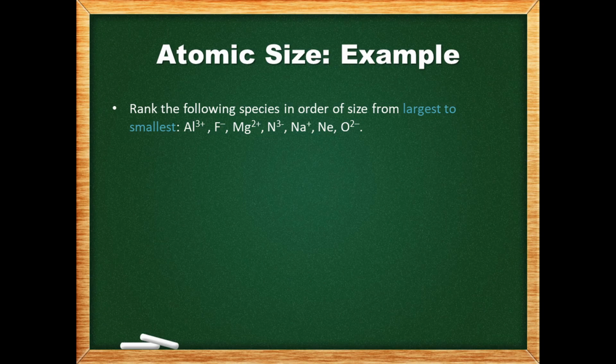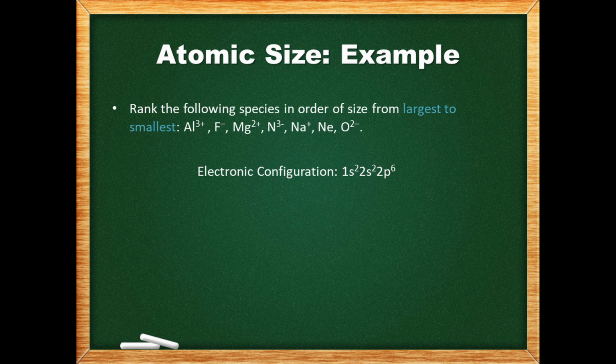The same forces that influence the sizes of atoms also influence the sizes of ions. For example, let's rank the following species in order of size from largest to smallest. All of the ions have the same number of electrons, 10, so we can assume that the amount of shielding is also the same for each. This means the attractive force from each nucleus is the only factor influencing the difference in size of each species.